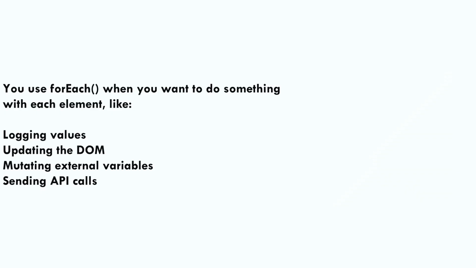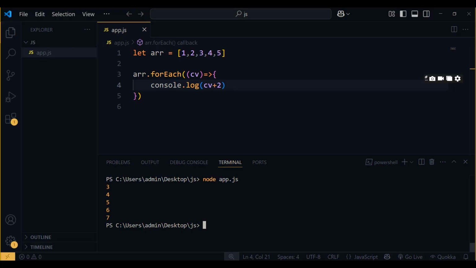Okay, so remember guys, forEach doesn't return anything. We can only use it when we want to do something on each element of an array, or when you want to update a variable, etc. This is about forEach, guys.